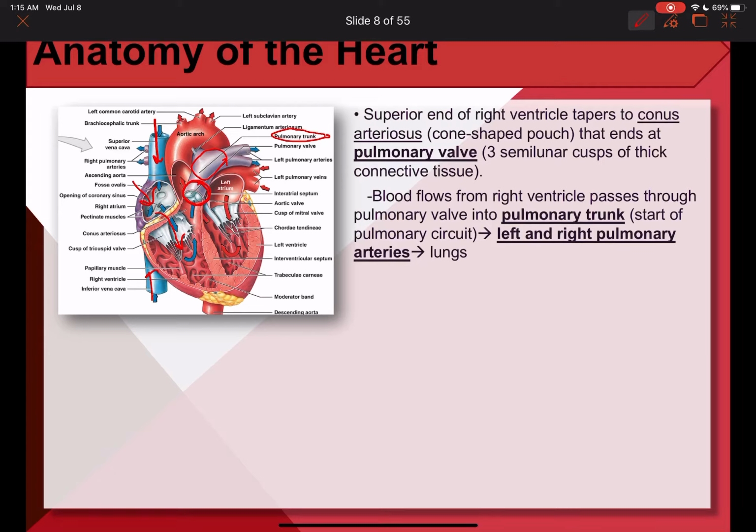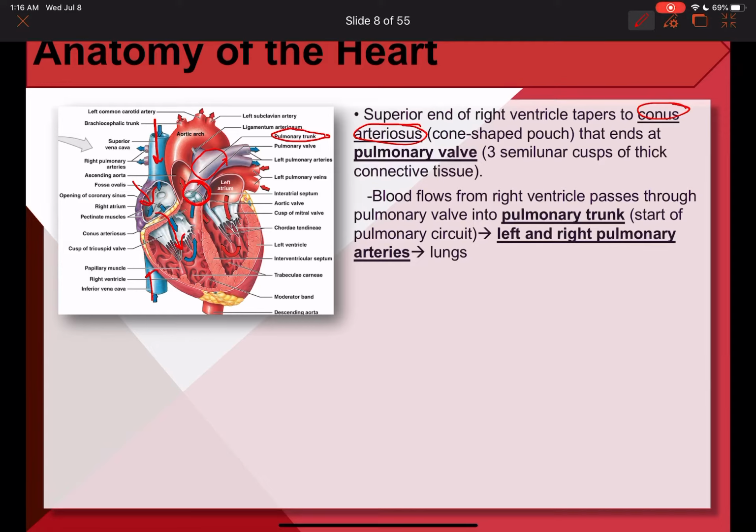Now, the superior portion of the right ventricle here actually tapers down, and we give it a name. This tapering down area is called the conus arteriosus. As the name suggests, conus means it's some kind of cone shape, okay? And it's leading into a blood vessel, and that's why they call it arteriosus, because it's leading away from the heart. So this little part right here is what's referred to as the conus arteriosus.